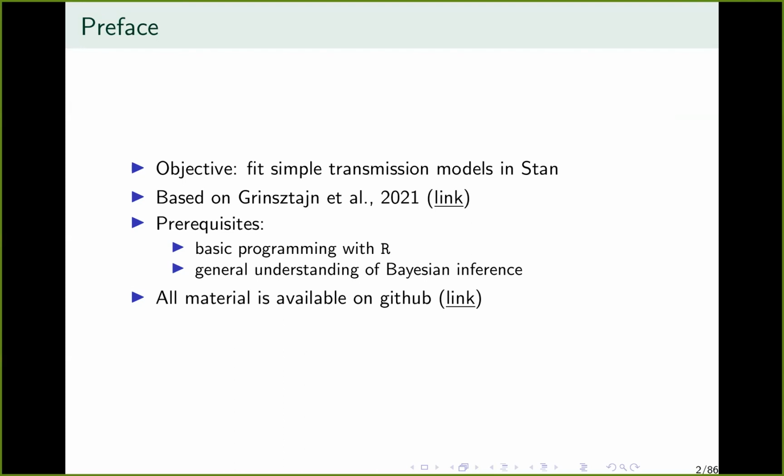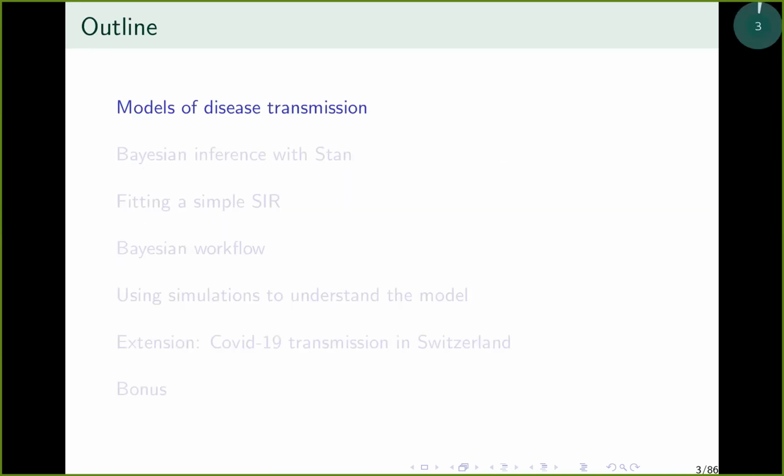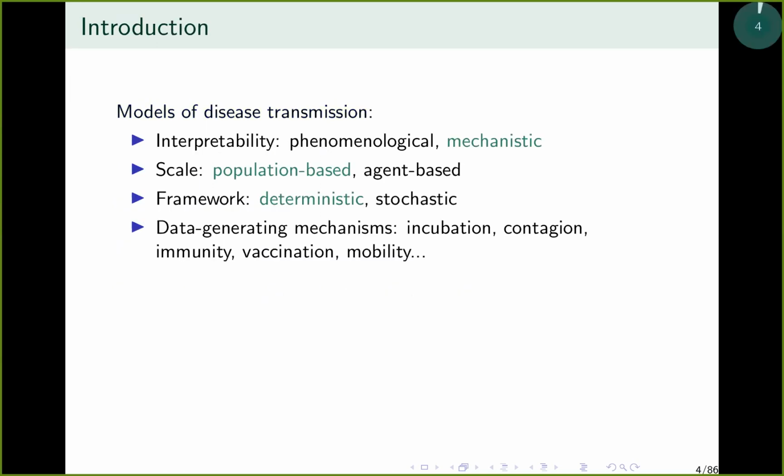And the prerequisites are just basic programming with R, that I think is probably good for everyone, and a general understanding of Bayesian inference, which should be something that everyone here has. And as you said, the material is all on GitHub. So the outline is first models of disease transmission. And this is a topic that probably not everyone is familiar with, so we thought we would start with that.